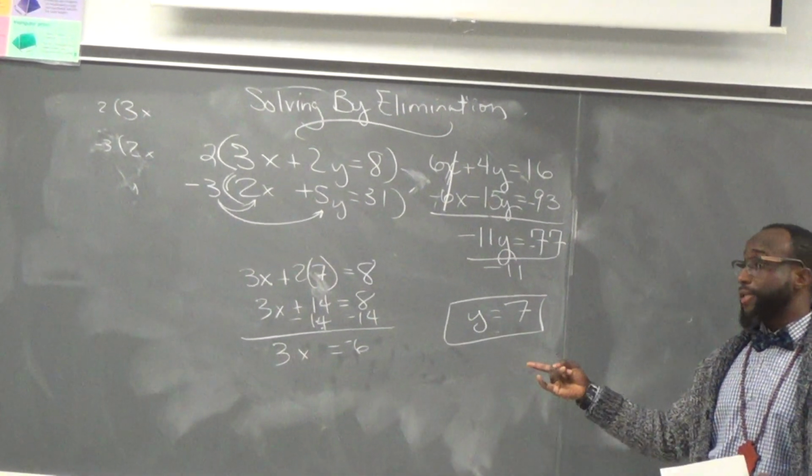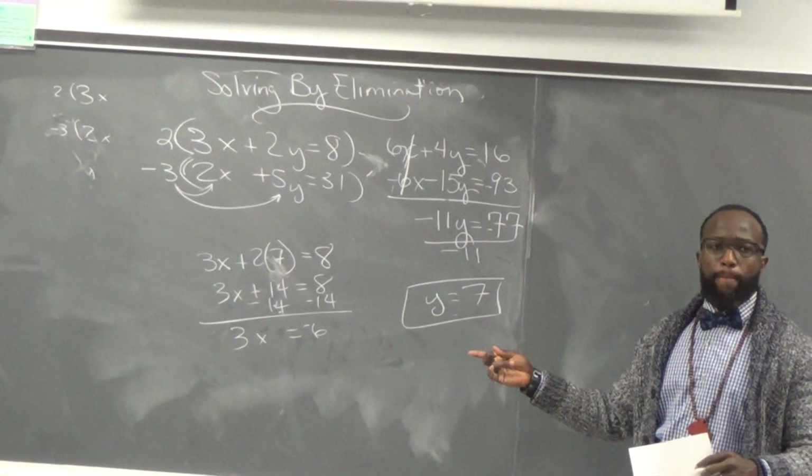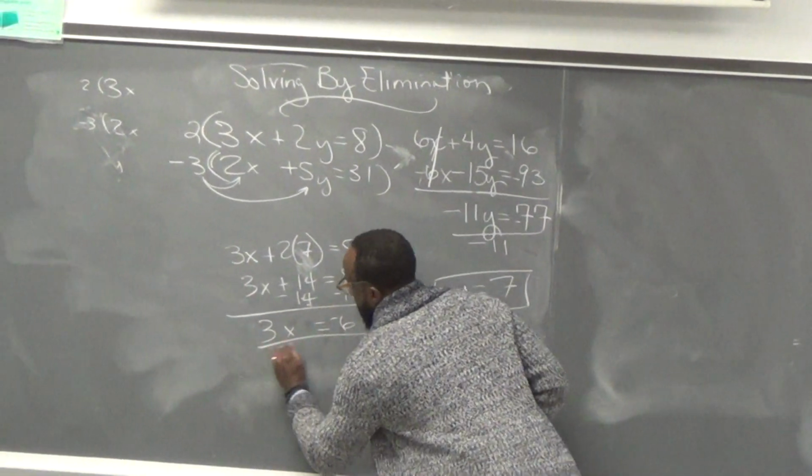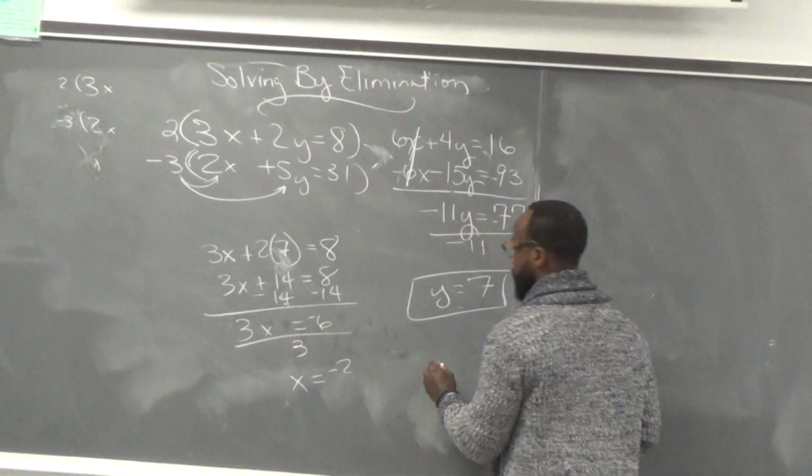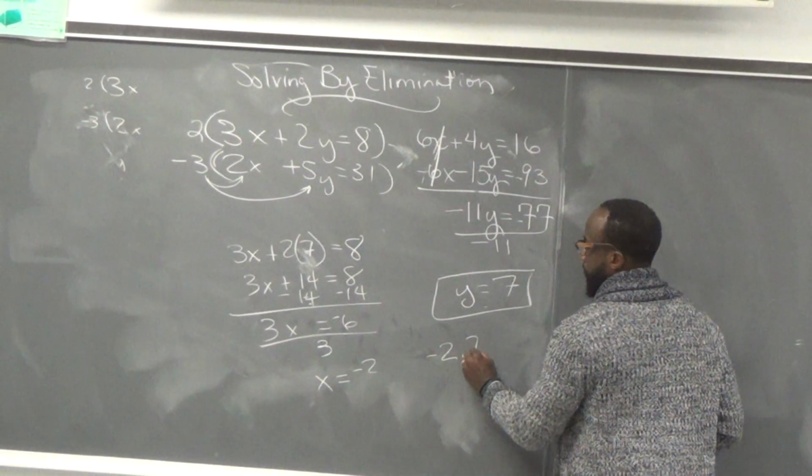Now, that's not the answer though. Is that the answer? No, we still have to divide both sides by 3. So x equals negative 2. Your solution is (negative 2, 7).